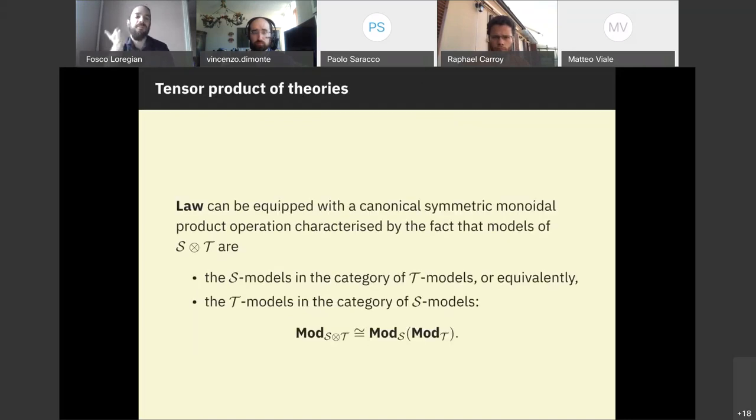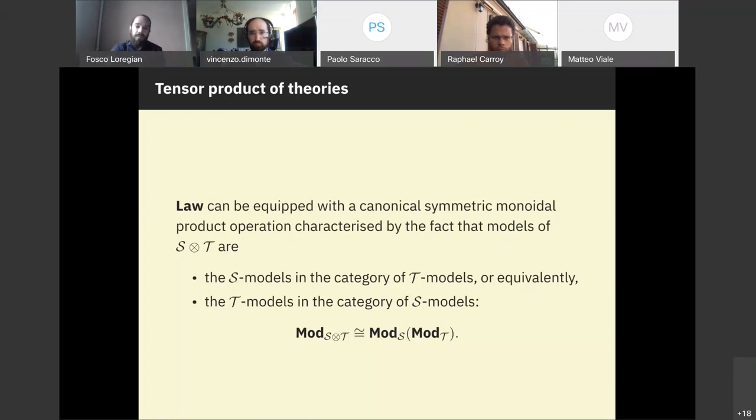Another very interesting question is the following. The category of Lawvere theories can be equipped with a monoidal structure that essentially says, I have two theories and I can tensor them, to the effect that the models of the tensor of theories are just the models of the first valued in the second, or vice versa, because this operation is commutative. So for example, you can take the category of commutative monoids and the category of monoids. You mix them together, and what you get is the category of commutative rings, let's say.